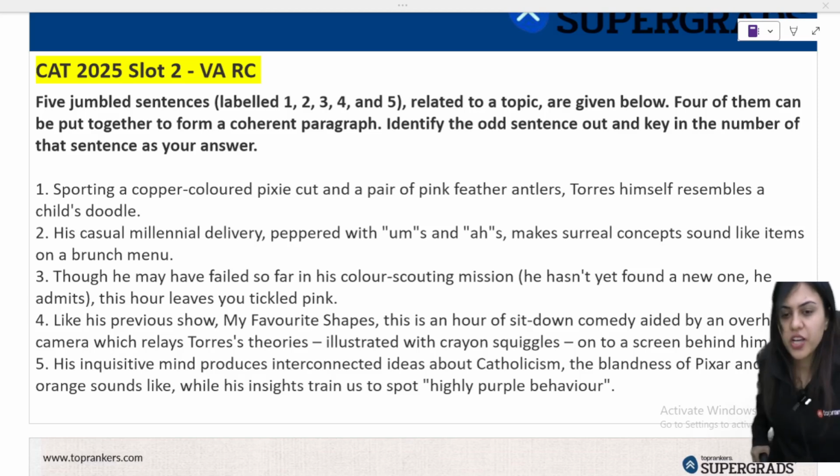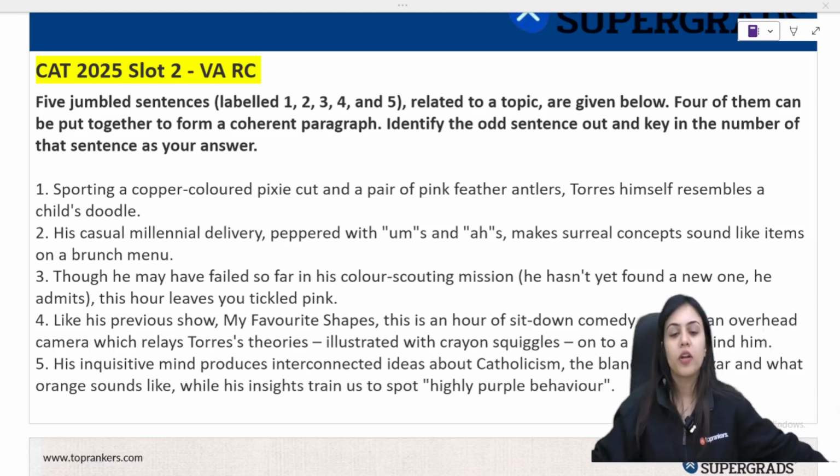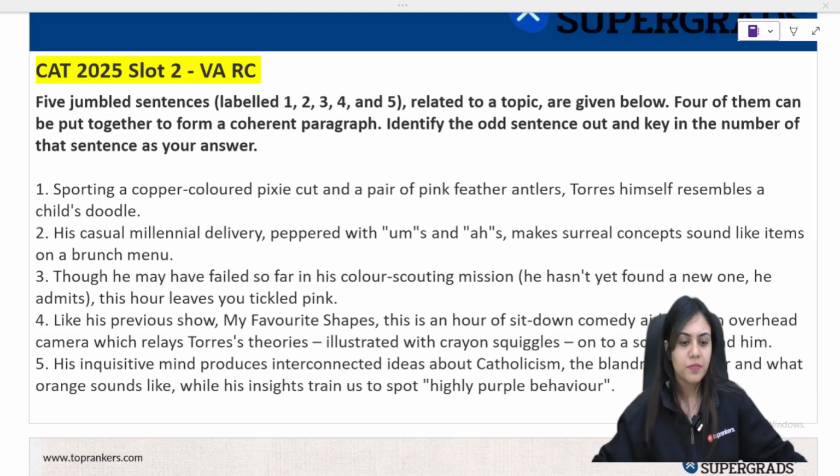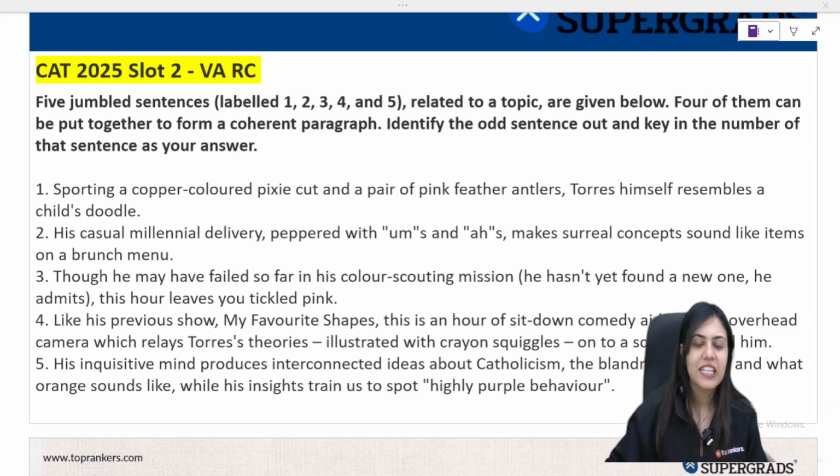Are we ready to check out the paragraph? Have you found out the odd man out in this case? So let's talk about the next one. The paragraph actually is a very interesting one. It describes a comedian, Taurus, as you can see, right? And also his performance style.